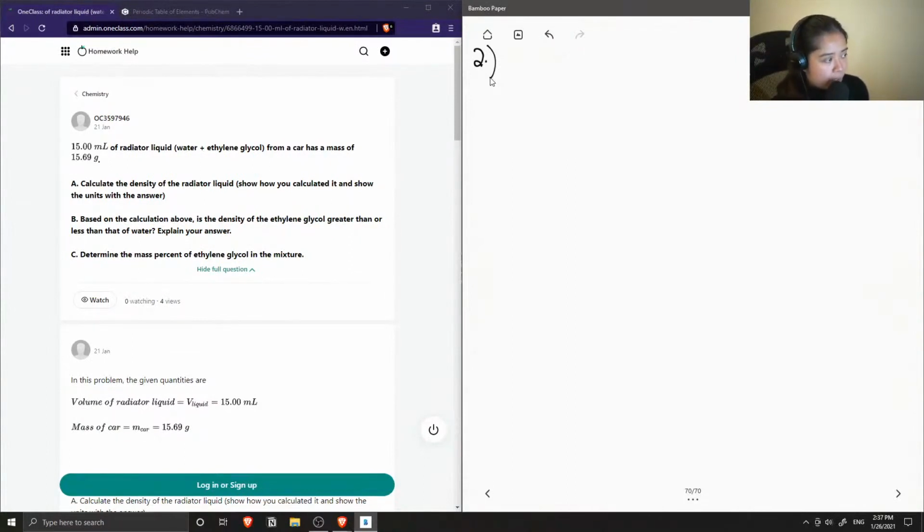Part B, based on the calculation above, is the density of ethylene glycol greater than or less than that of water? Explain your answer. And finally, for C, determine the mass percent of ethylene glycol in the mixture.